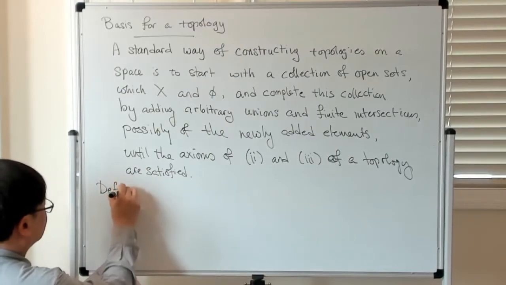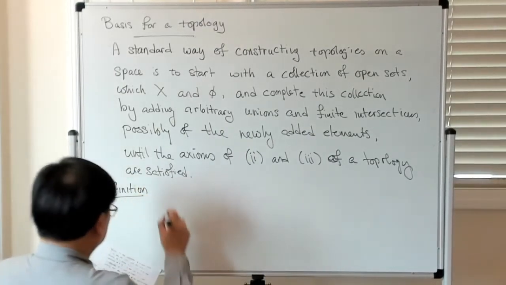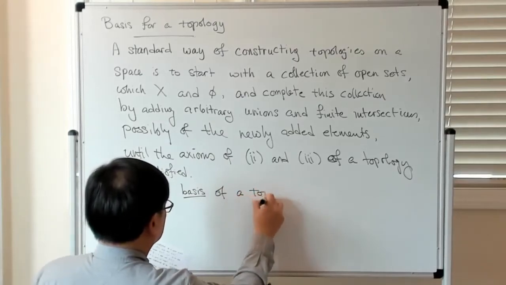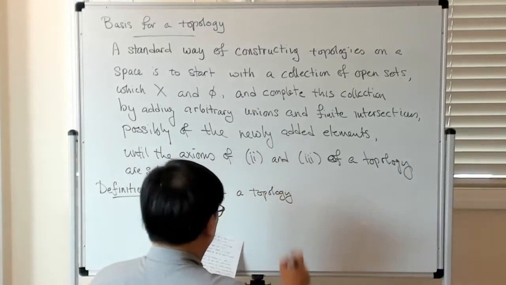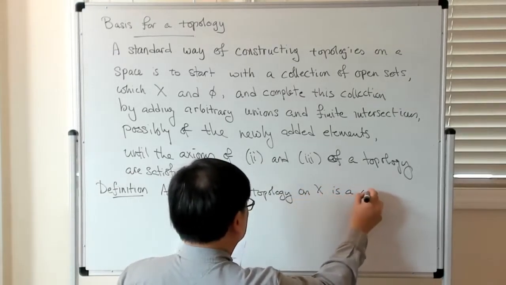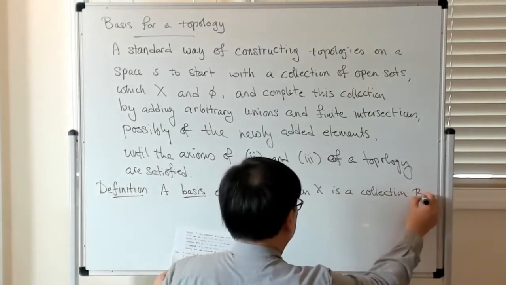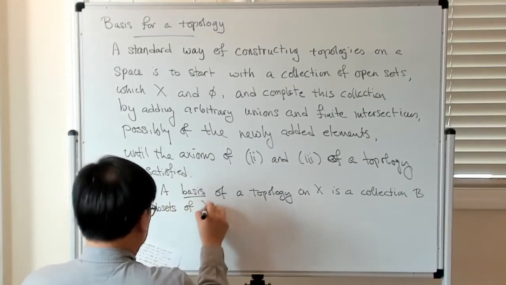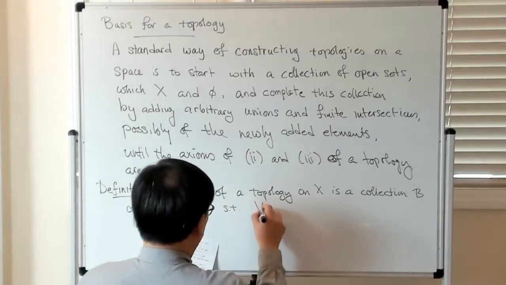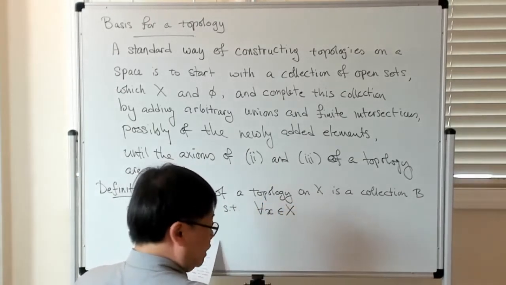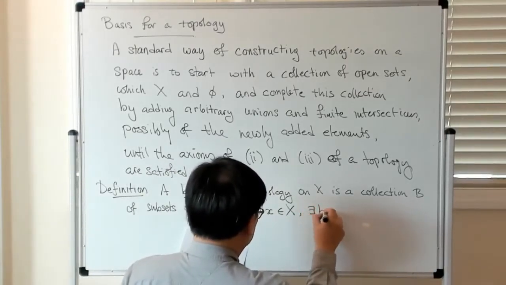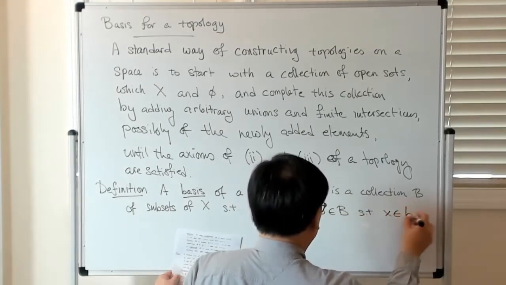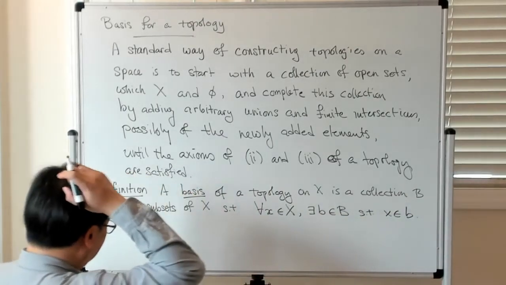So the definition of a basis of a topology is as follows. A basis of a topology on X is a collection B of subsets of X such that the following property holds: for all points X in the point set, there exists some element of this basis such that X is in that basis element, okay?